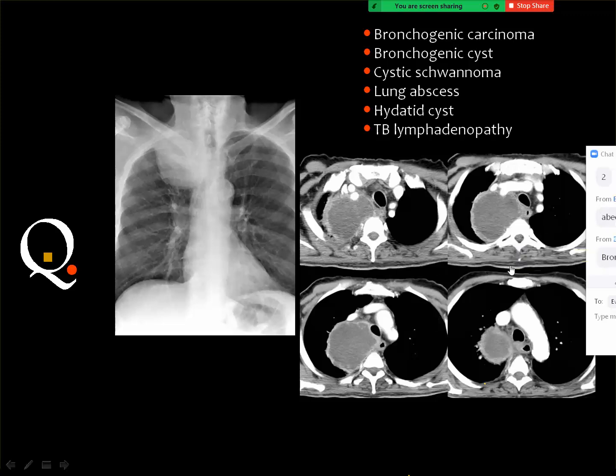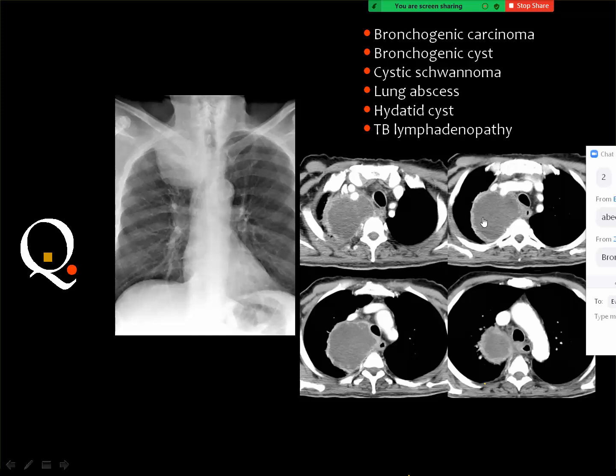Number one, this lesion cannot represent a bronchogenic carcinoma. It is almost totally cystic with a relatively thick enhancing margin. If this is an abscess, it should not extend inside the mediastinum. And I emphasize this fact many times.